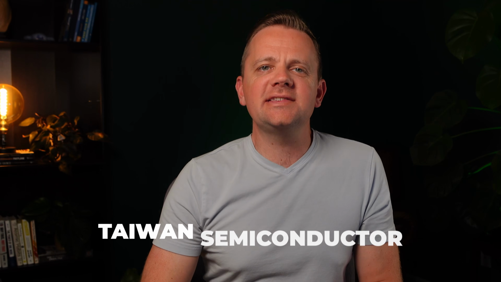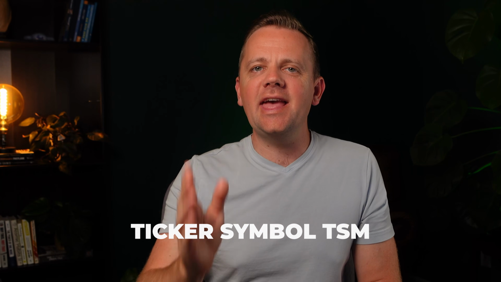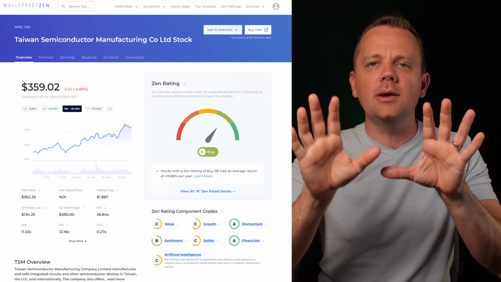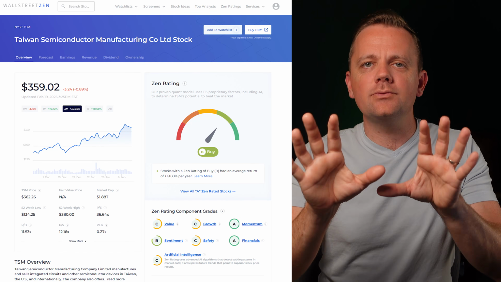All right, the next one you probably already know, Taiwan Semiconductor, ticker symbol TSM. This is the company that manufactures chips for Apple, Nvidia, AMD, basically every major player in tech. Now, TSM also passed all of our scanner filters and it scores in the top 10% overall. That's a strong B rating. So let's break down the component ratings.